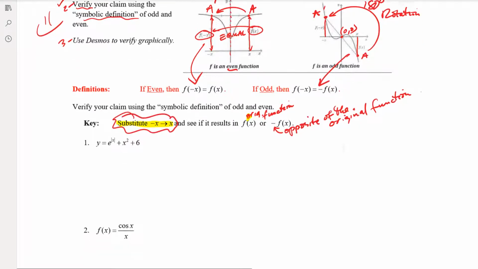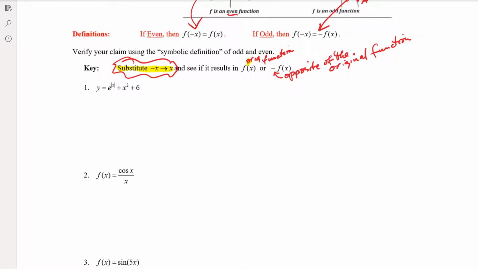Here we go. This is where it gets a little abstract, because now we're dealing with the symbolic definitions, and this is where students typically break down and have a tough time because it's all symbolic and algebraic. If you have to review and listen to this a couple of times, then do it, because this is not easy in the beginning. I'm going to put this in red. We have to substitute negative x in for x and see what happens. Here we go.